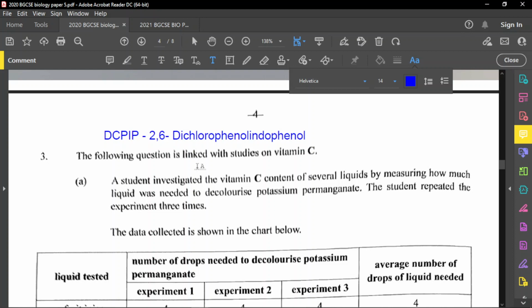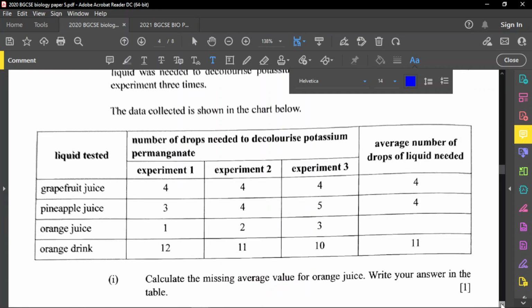Here now, it's just to investigate vitamin C, and this is the data in the table, so let's investigate the data. You have the liquids tested: grapefruit juice, pineapple juice, orange juice, and orange drink. Those are 4 liquids. And the different tests, experiment 1, experiment 2, experiment 3, so they have done this 3 times for each of the juices, and then they get the results here.